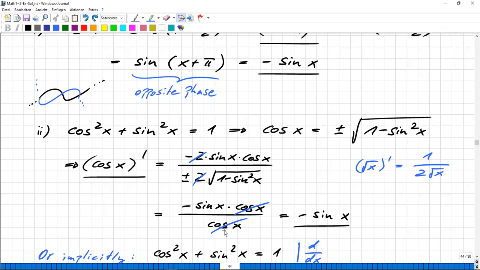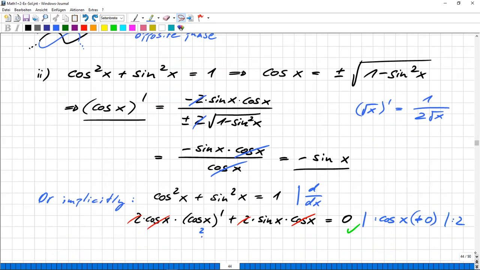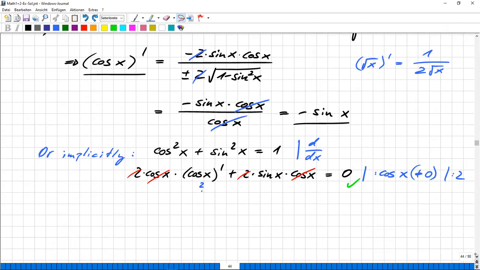So replacing this, I get cosine of x here, and still negative sine of x times cosine of x in the numerator. I can cross out cosine of x, and what remains is negative sine of x. So that was, well, hard again, but it's the same result. And even nicer, just for your info, is the following. You should have heard it somewhere in school or in the lecture.